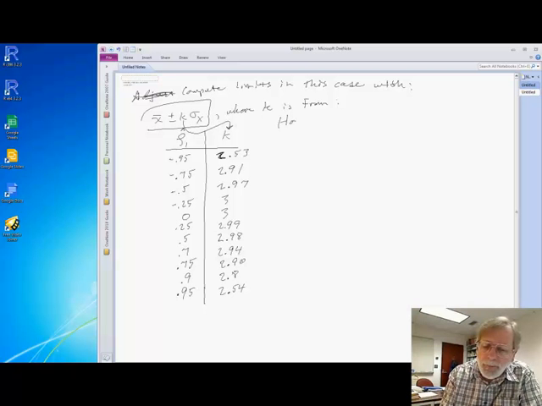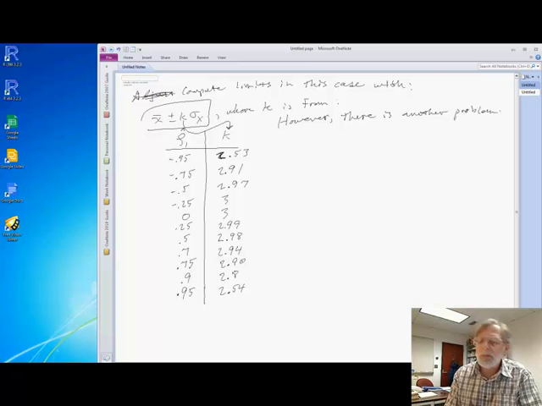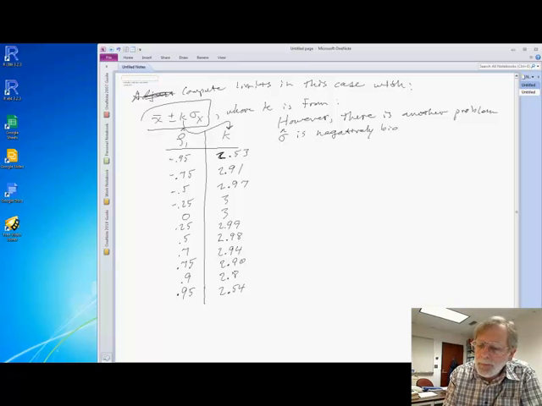However, there is another problem. Oh no, what's this other problem? Sigma hat is negatively biased if S is used to estimate it with autocorrelated data.